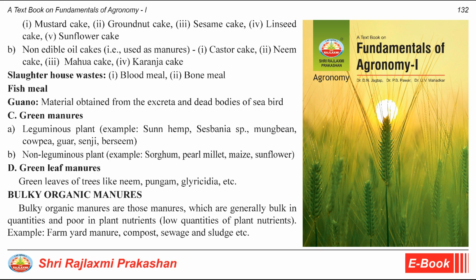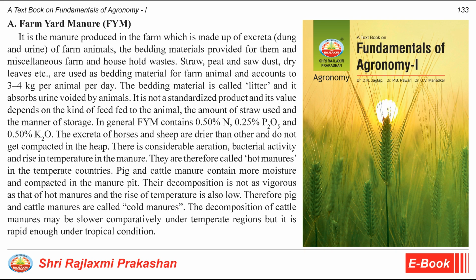Bulky organic manures. Bulky organic manures are those manures which are generally bulky in quantity and poor in plant nutrients, containing low quantities of plant nutrients. Examples: farm yard manure, compost, sewage and sludge, etc. Point A. Farm yard manure, FYM. It is the manure produced in the farm which is made up of excreta, dung and urine of farm animals, the bedding materials provided for them and miscellaneous farm and household wastes. Straw, peat and sawdust, dry leaves etc.